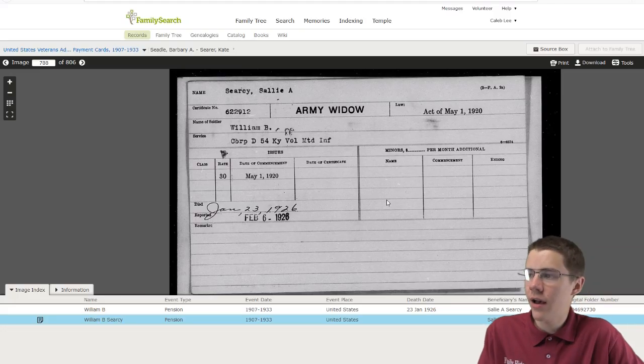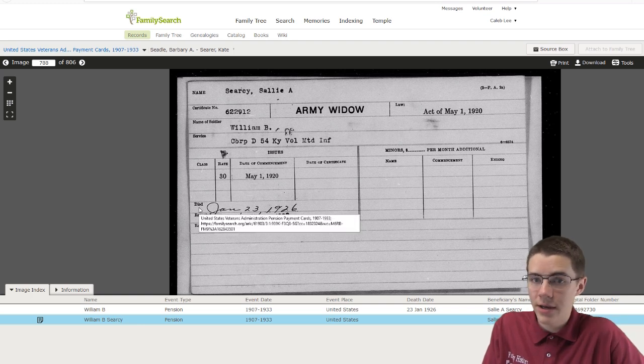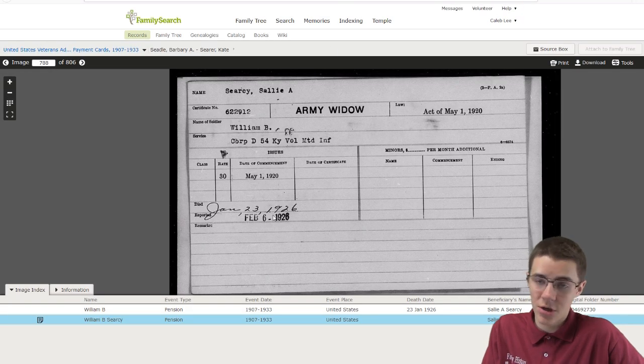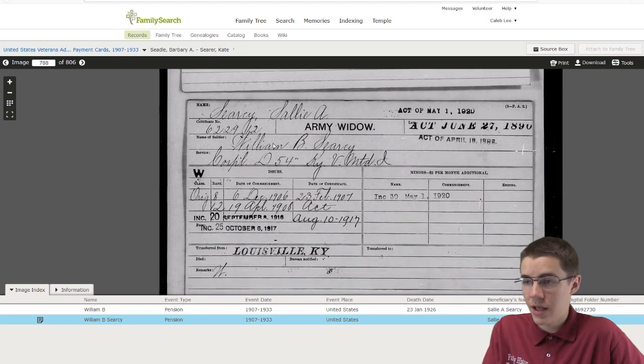So here we have a record of Sally, not William, even though it says William right here. But anyways, this died would be hers. It's January 23rd, 1926, which we can see matches perfectly. And we have, nicely, when it was reported. And then going down here, again, William B.